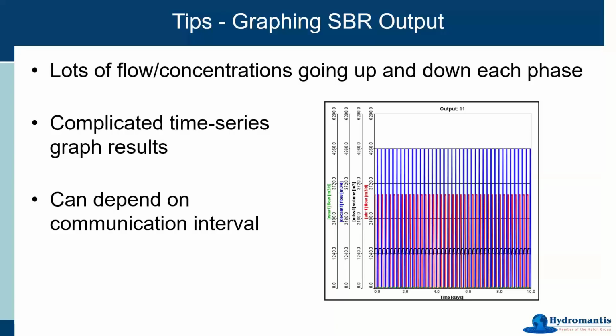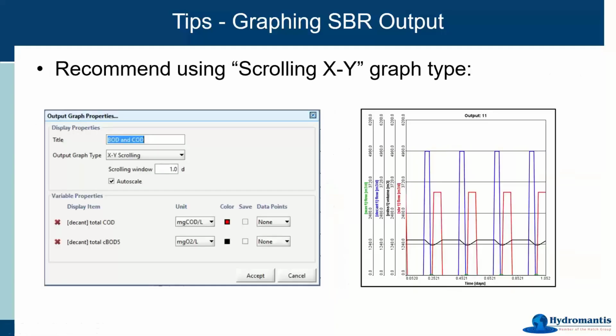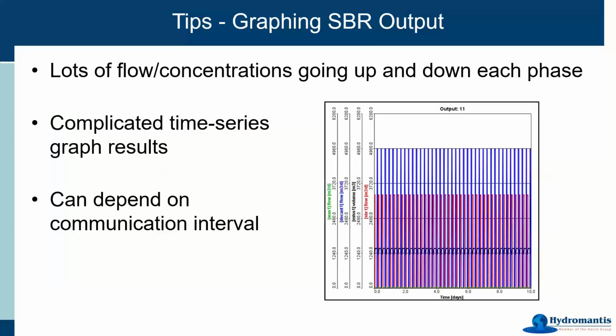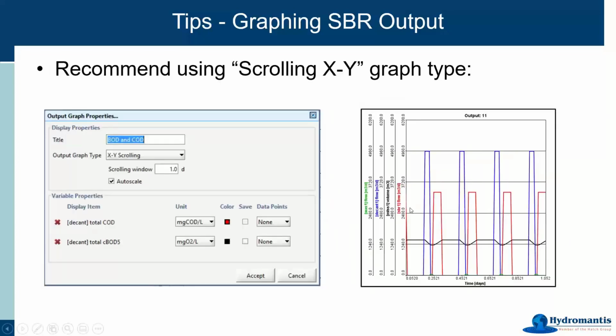It's hard to see that with an SBR because at all times you've got things turning on and off. So the flow will go from 0 up to some number and then back down to 0 again. And you end up with a graph that looks like this. It's not very helpful other than to see maybe what the maximum number is. So what I recommend for SBRs is to use the scrolling XY graph type. This is basically the same information, but it only shows you a small window of time. And as the simulation moves forward, it scrolls from right to left.